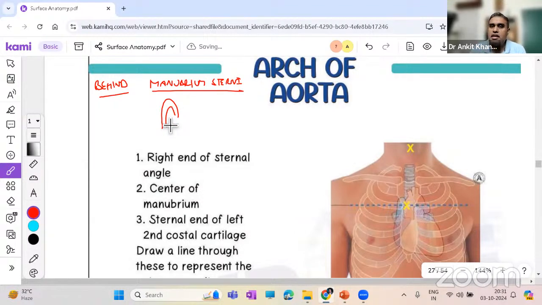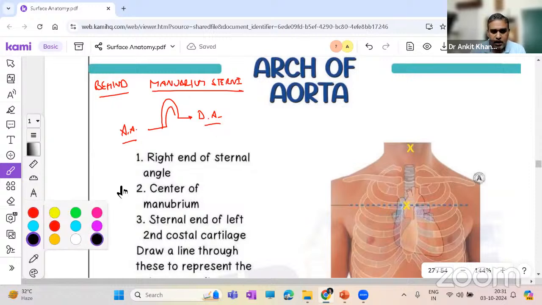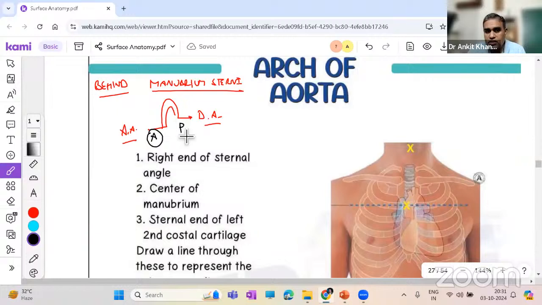But we have to understand that suppose this is the beginning of the arch, we can say ascending aorta, and then it goes down as a descending aorta. From front, it will look like this, as you can see in the image also. But actually, it is going from where to where? Arch is going from anterior and it is arching over the left bronchus, going posterior. So basically, arch of aorta is going anterior to posterior.